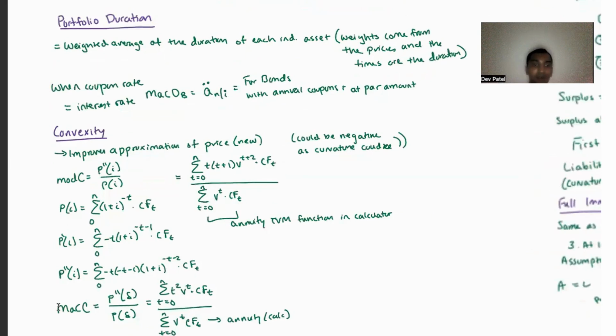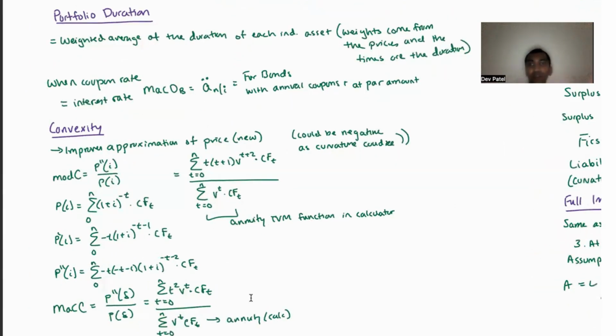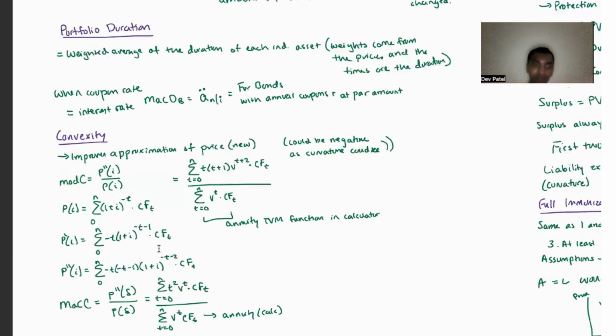And then we have mod C, and then mac C, and you can see the formulas over here as well. You want to realize that you can make these shortcuts by understanding which are annuities, which are common things that you've seen before, where you can just use your TVM keys on your calculator. So this is just an annuity. You can use your TVM keys and so on.